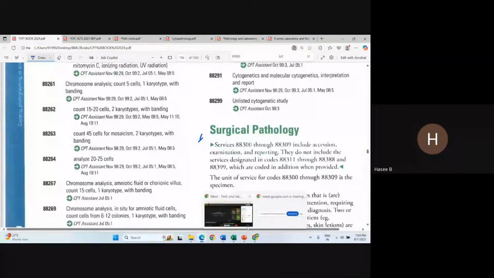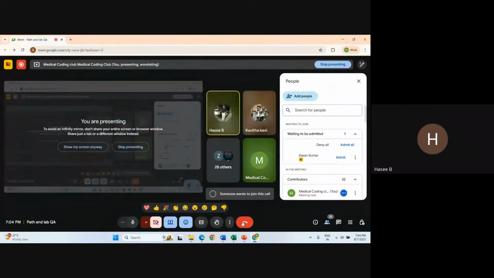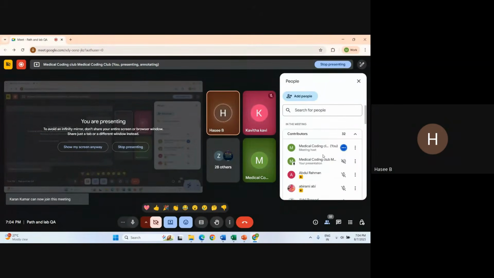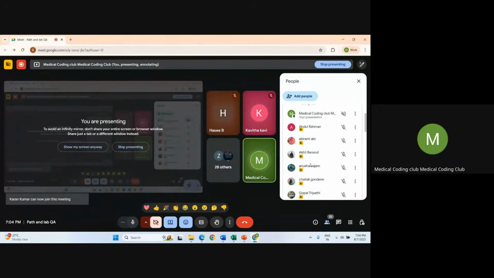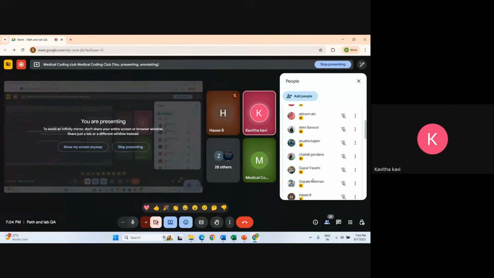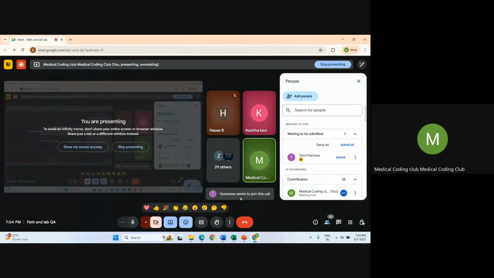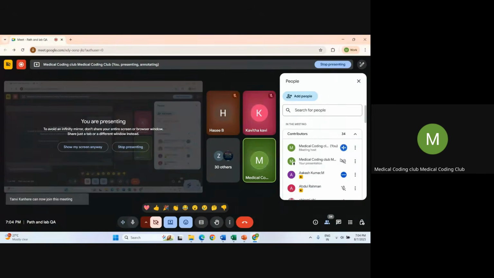Surgical pathology means anatomy sites. Cytopathology is like the study of cells. Surgical pathology means by using tissue, they are going to do it. Okay, so cytopathology is the study at the cellular level, the study of cells.